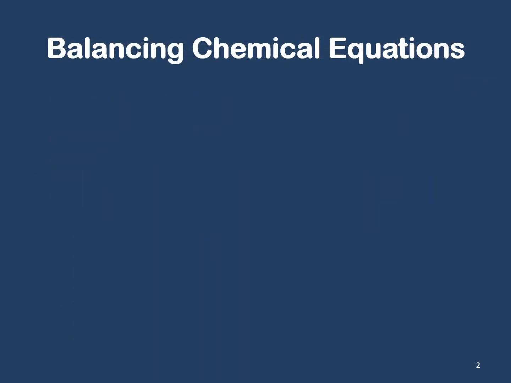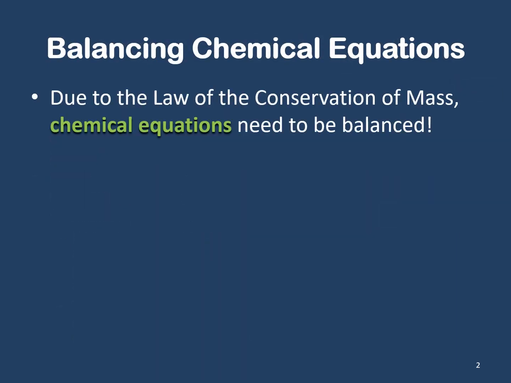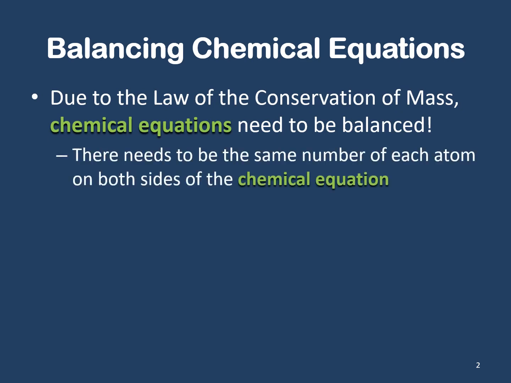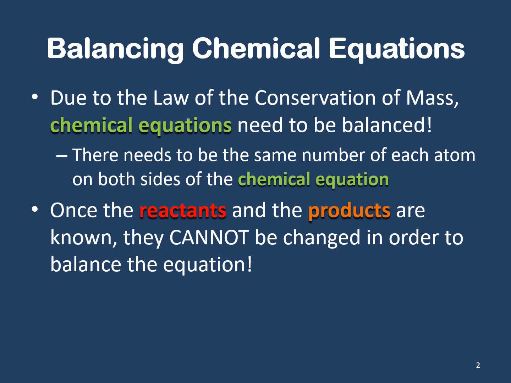So when we want to balance a chemical equation, we have to do this according to the law of conservation of mass. This is not an optional thing. All chemical equations must be balanced. This means each element has to have the same number of atoms on both sides of the reaction arrow, products and reactants. Once the products and reactants are known, we cannot change them in order to balance the chemical equation.